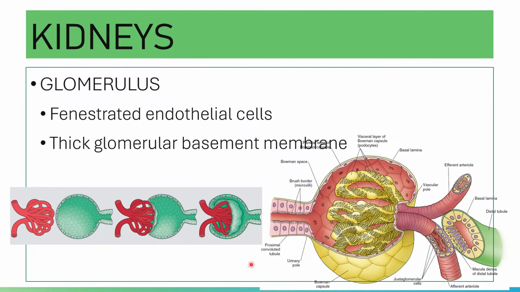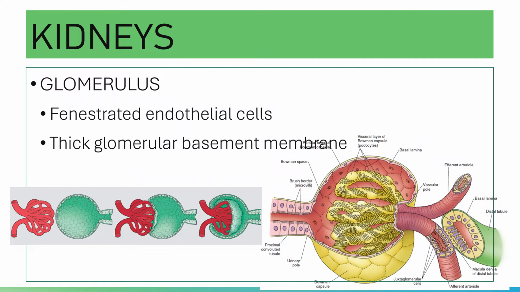Your glomerulus, since sabi natin it is a capillary. If you try to remember, you have three types of capillaries. Pag-usapan po natin when you talk about your vascular system, your blood vessels. You have three types: continuous, discontinuous, and fenestrated. Your glomerulus is a fenestrated type of capillary. The endothelial cells that line your glomerulus are fenestrated in nature.